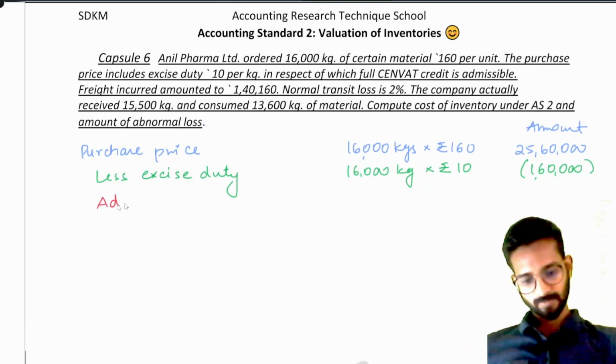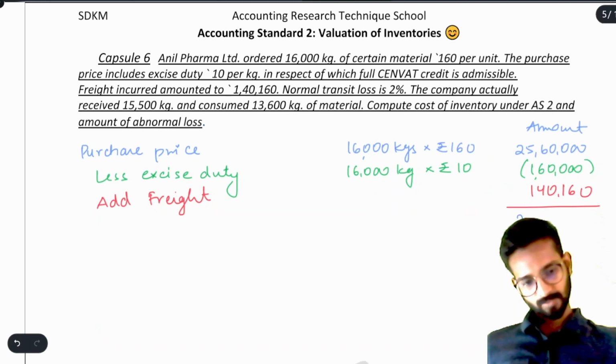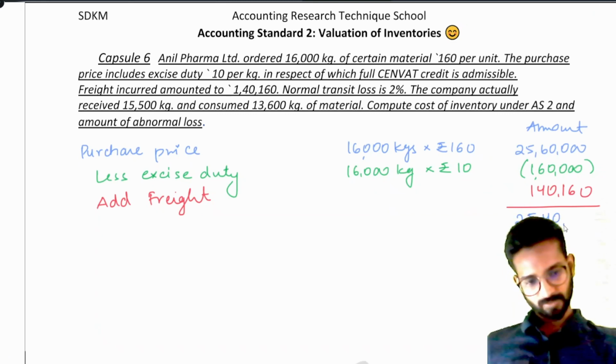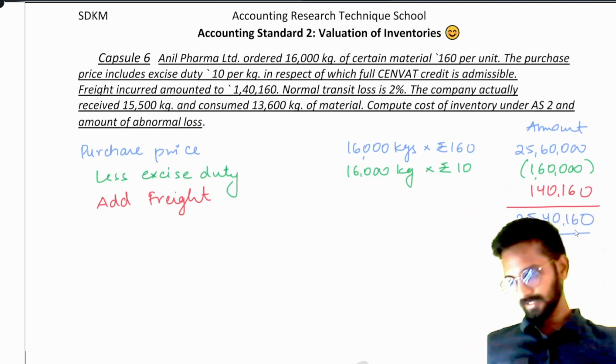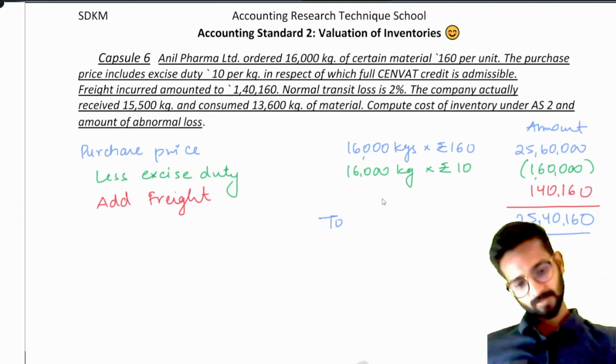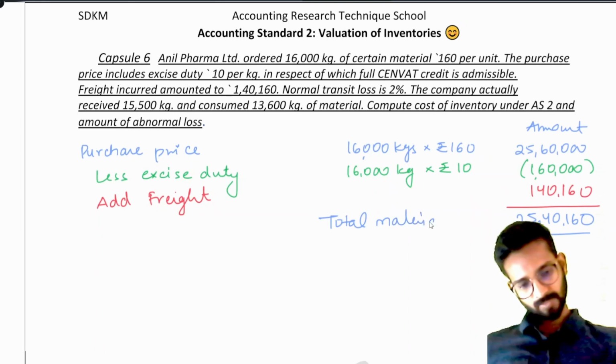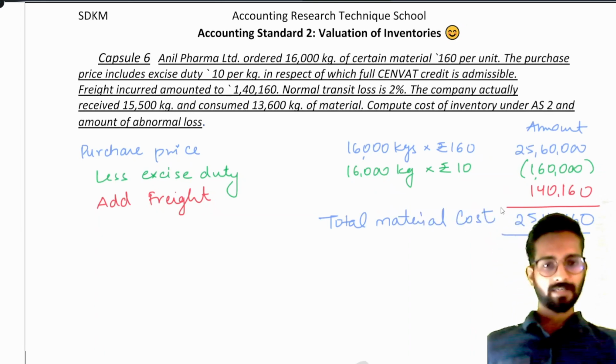We will add freight incurred. How much? 1,40,160. So 25,40,160. This is our total material cost. Understood? This is your total material cost.